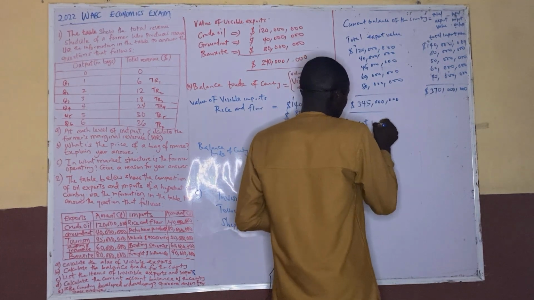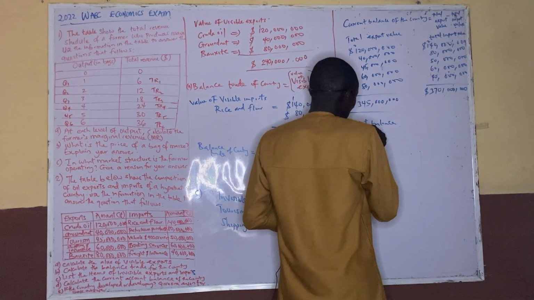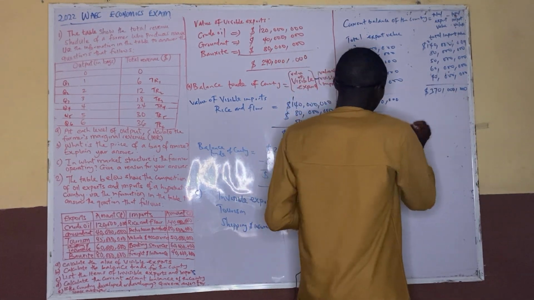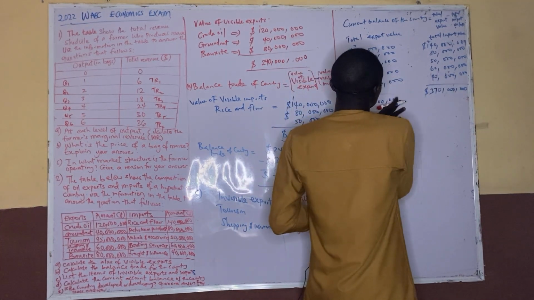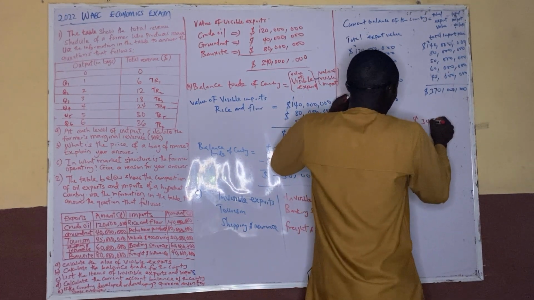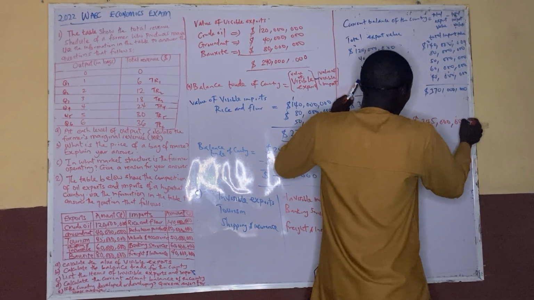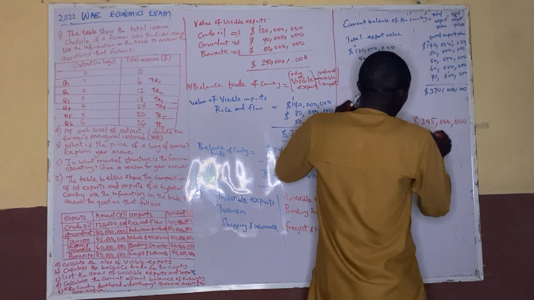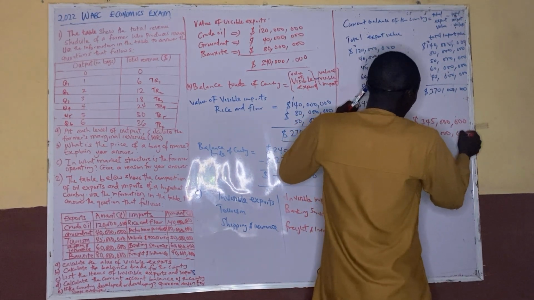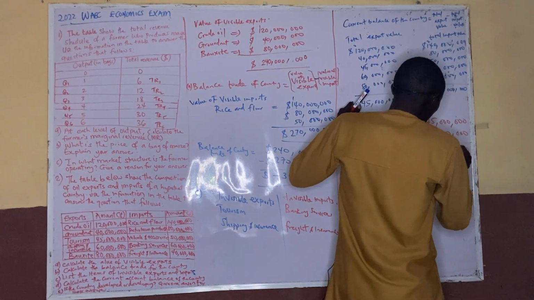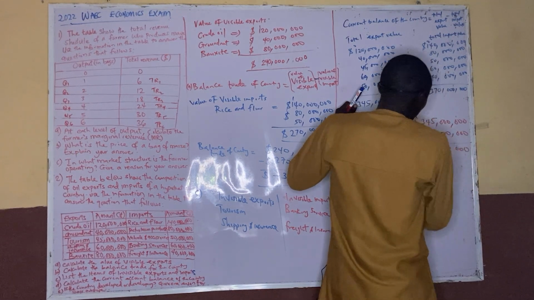The current balance of the country will now be equal to what? Now, what is the total export value? This is the total export value, which is 345 million US dollars, minus 370 million US dollars. So what do we have now? We have 0, 0, 0, 0, 0, 0. So now we minus.